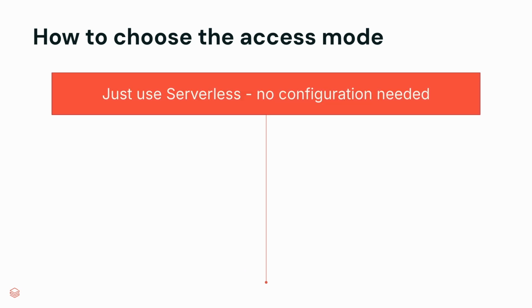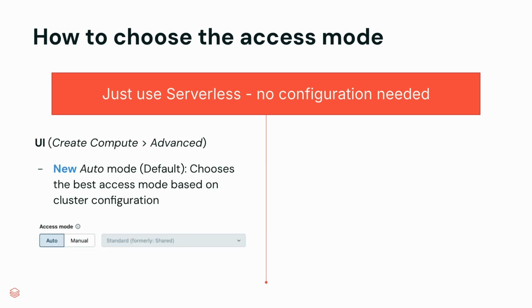If you use serverless, not at all. It's configuration-less for you. We use the standard access mode for this one. You don't have to do anything. If you're using normal clusters, the UI experience looks as follows. If you create a compute, there is an advanced setting that you can set. And there, by default, it is in what we call the auto mode. Auto mode will determine the best access mode for you based on the other configuration settings that you chose for your cluster.